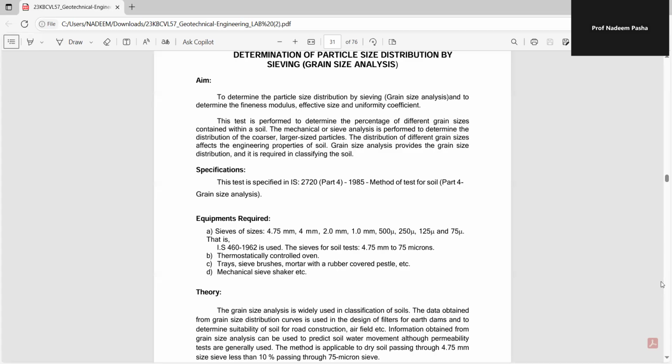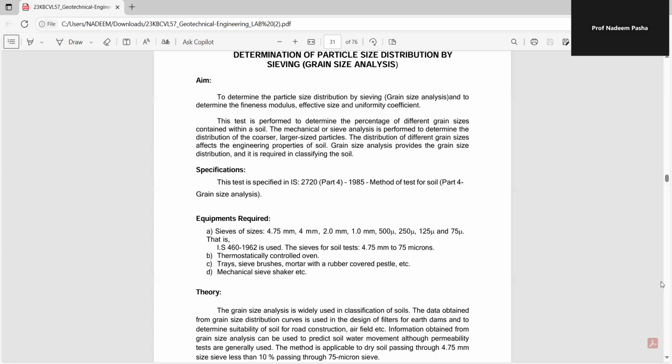Sieves of sizes 4.75 mm, 2 mm, 1 mm, 500 micron, 250, 125, 75 micron. That is IS 460 1962, the sieve for soil test. If you see it carefully, we are dividing by 2. If you remove this 4.75, you can start with 4. Exactly half is 2, 1, 500 micron, 250, 125, 75.